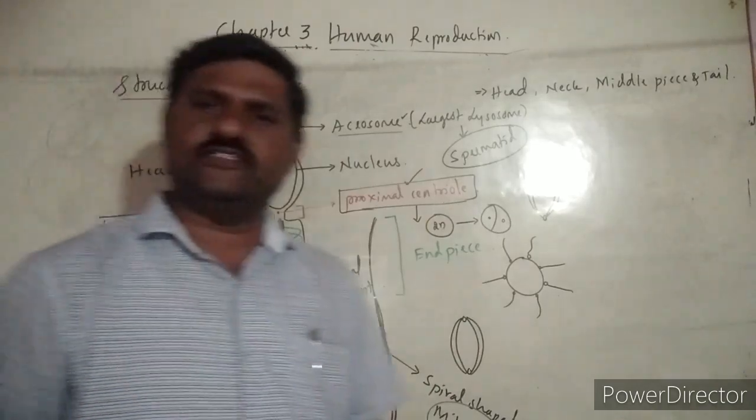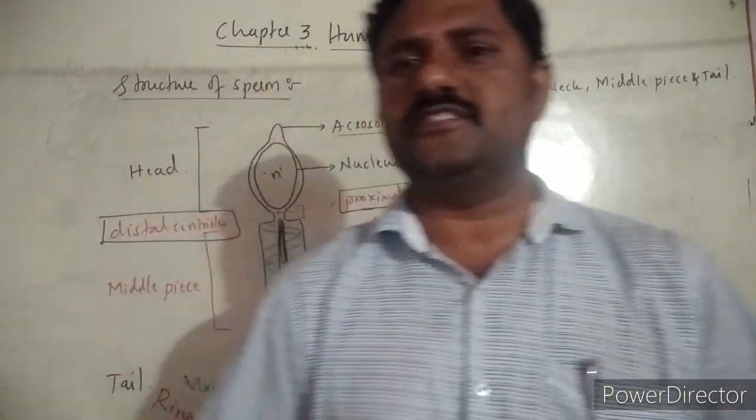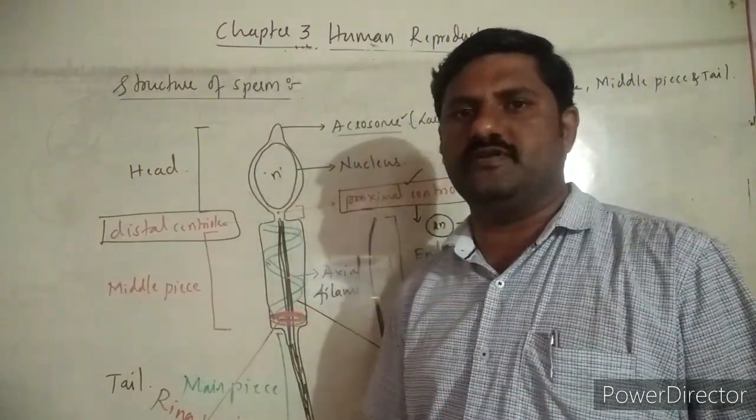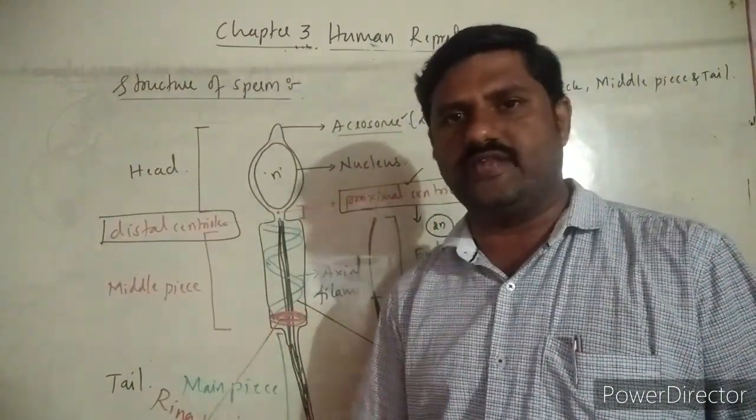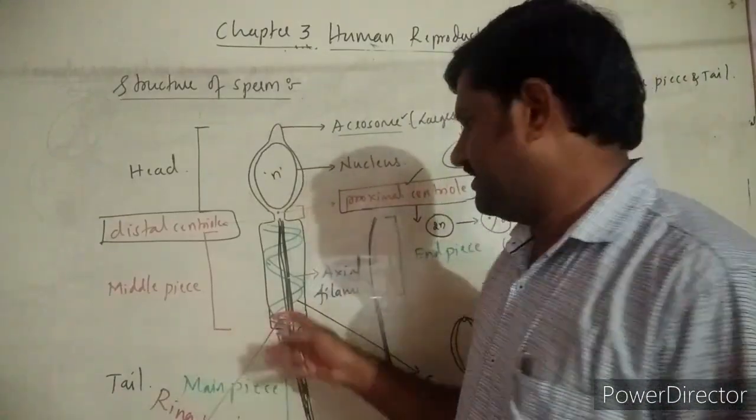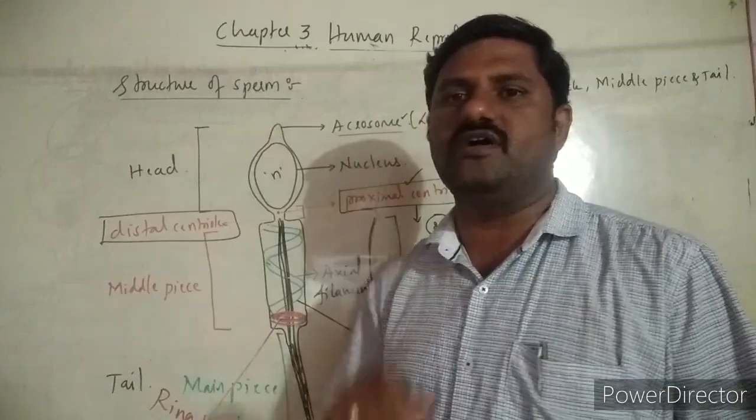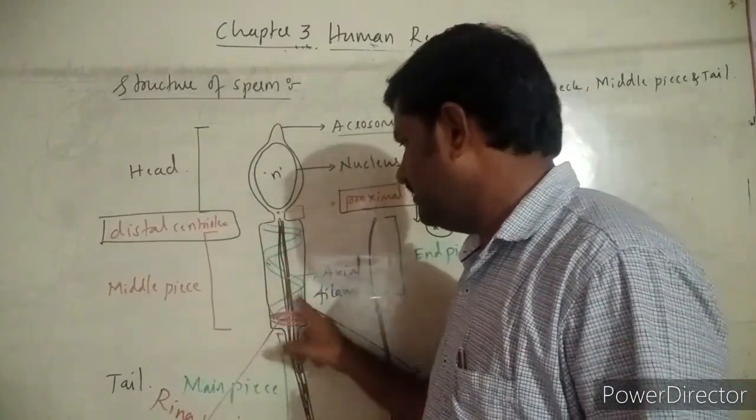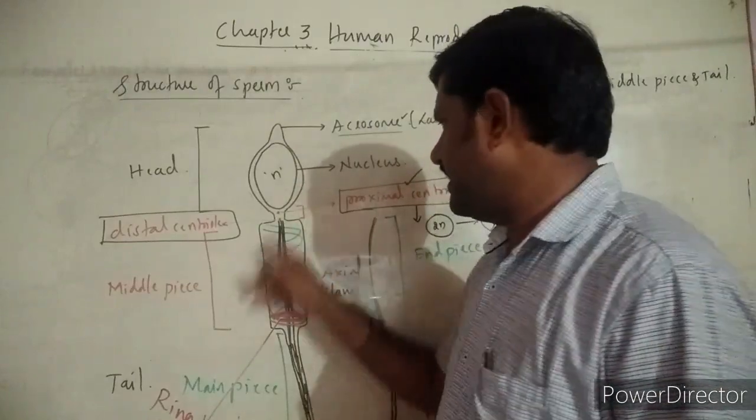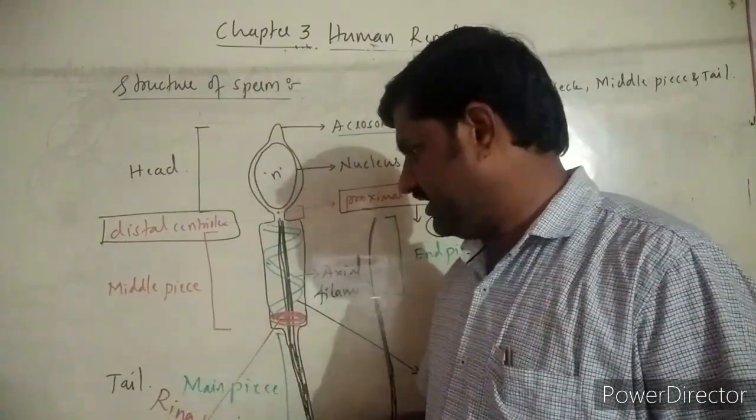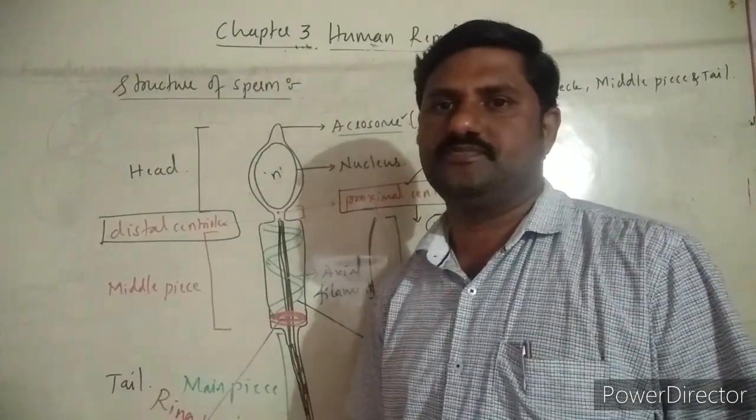And we don't know what is the major function of this ring centriole. What is the use of that one? We don't know. It is also called annulus, right? Its function is unknown to us. Anyway, it is present at the end region of the middle piece, and the middle piece mainly consists of spiral shaped mitochondria, and you will find the ring centriole itself.